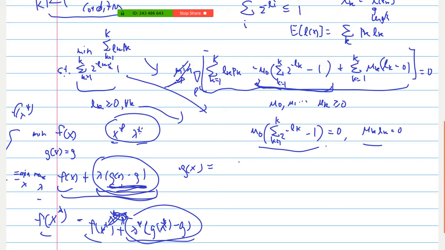First, let's assume the length, if it's equal to zero, then it doesn't do anything. It should be bigger than zero to start with. Because the length is bigger than zero, mu k should all be equal to zero, except mu naught. So if mu k is equal to zero, then this is gone. Then taking the gradient with respect to L, I get p_k here.